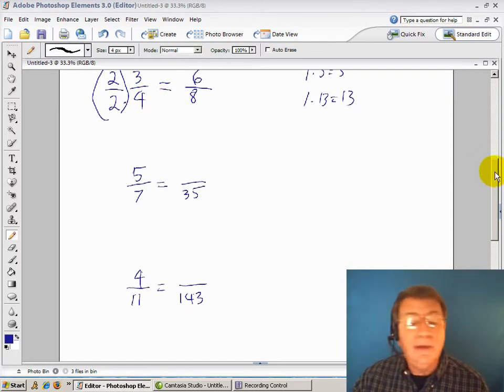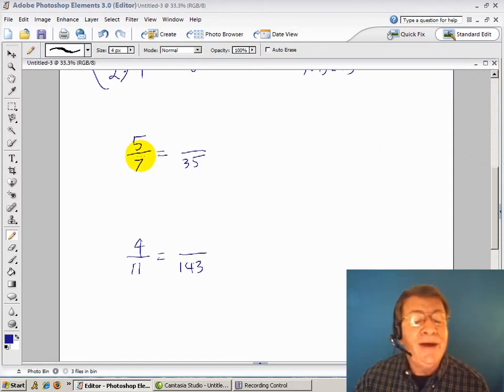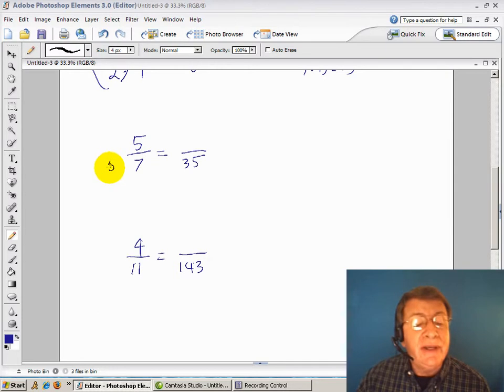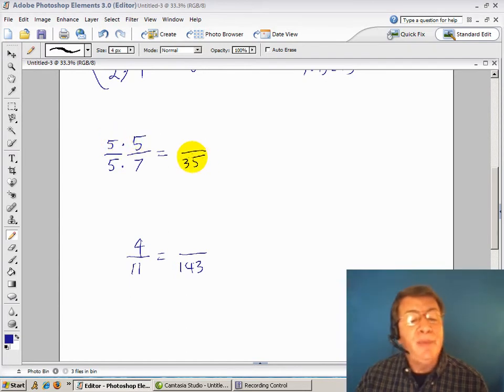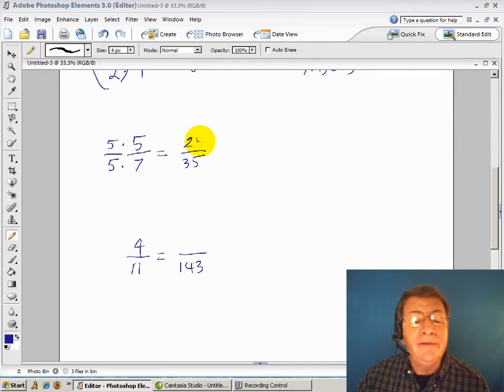Now, to continue with this, can we build 5/7 into something 35ths? And the answer is yes. And this can be easily done because we can easily see that 5 times 7 equals 35. And keeping in the same theme of whatever we do to the bottom we must do to the top, we must also multiply the top by 5. And 5 times 5 is 25.